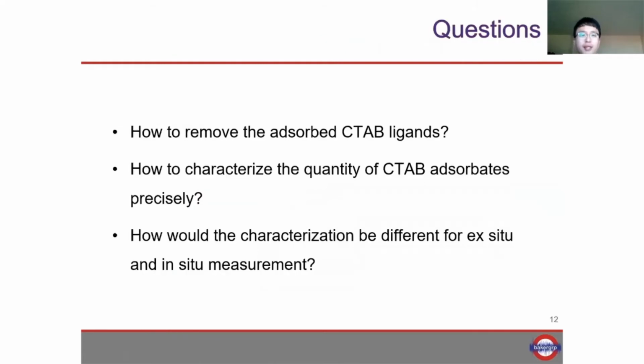So to understand the role of CTAB in nanoparticle catalyst, several questions must be considered seriously. The first is how to remove the adsorbed CTAB ligands from the surface of nanoparticles without causing structural changes. And the second is how to characterize the quantity of CTAB adsorbate precisely by utilizing which microscopy techniques. One other question we wanted to address in this project was how the characterization would be different for ex situ measurement and in situ measurement.